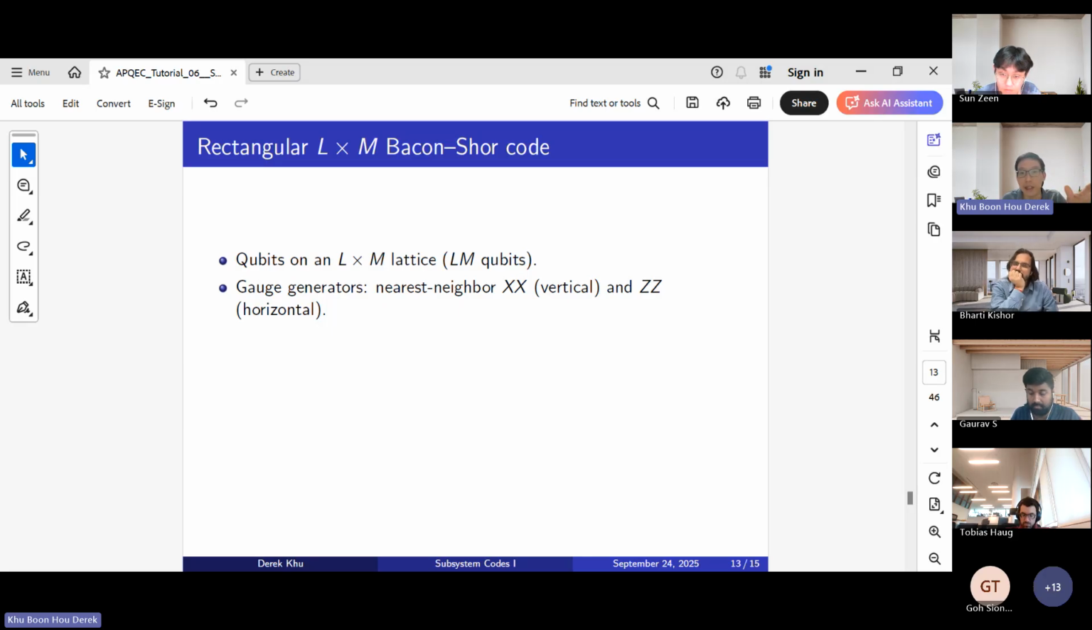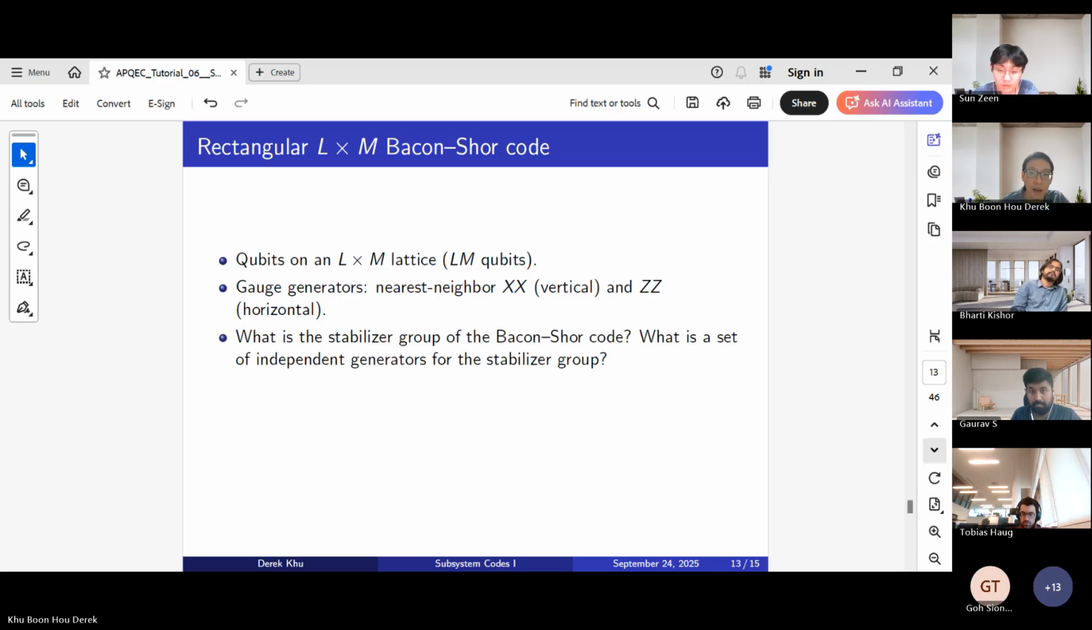So it's exactly the same as previously, except instead of doing two pairs, you have the vertical axis down the entire column for each of the columns, but just pairs of them. So this is the general Bacon-Shor code. I'll leave it as an exercise, but you could think about what is the stabilizer group of the general Bacon-Shor code on this L by M lattice, and what is a set of independent generators for this stabilizer group?